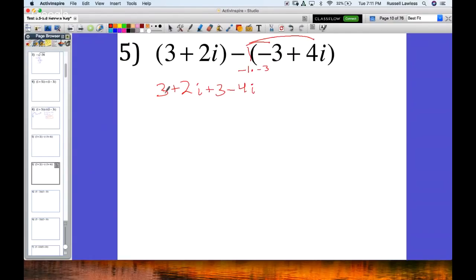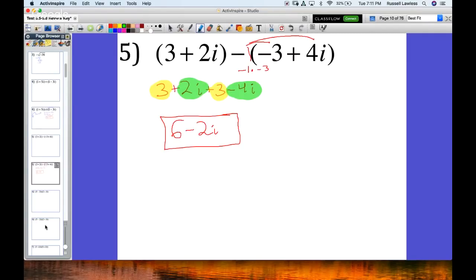When you combine like terms, you combine your real numbers to get an 8. And then you combine your imaginary numbers to get a 6 minus 2i. So real with real, imaginary with imaginary. Essentially what that means is wherever you see a real number here, you're combining those values, and wherever you see an imaginary number, you're combining those values.